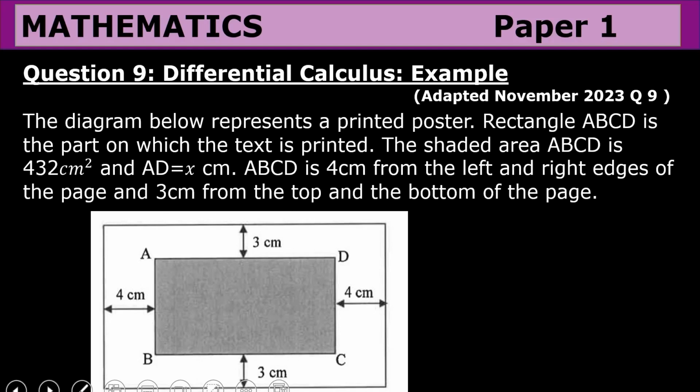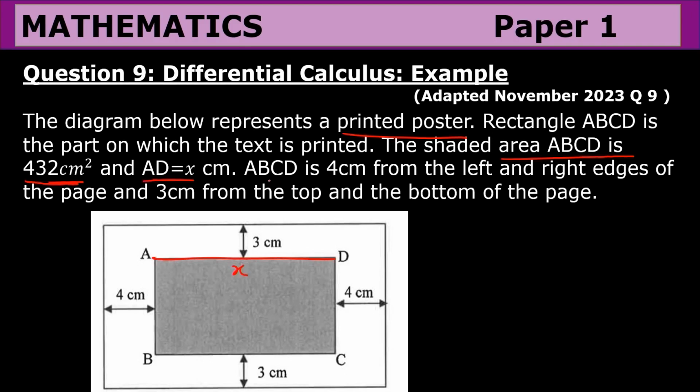Let's go over to the real life application for our calculus, and there we are given a diagram that represents a printed poster, and we are given information there based on the diagram. The information that we are given there is that the area of ABCD is 342 centimeters squared. We are also told that AD is equal to X. So there's AD there equal to X.